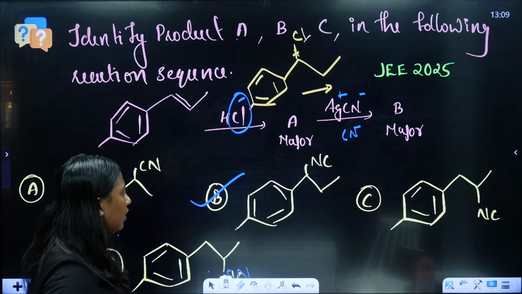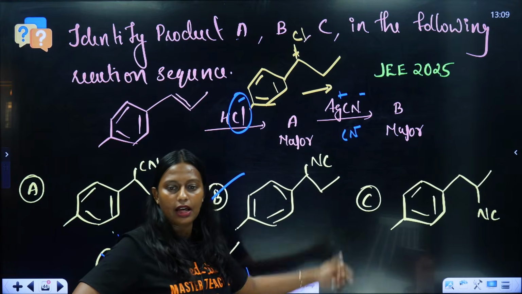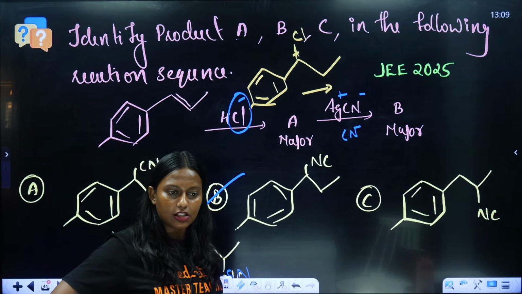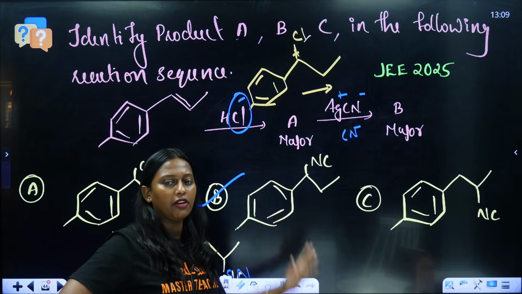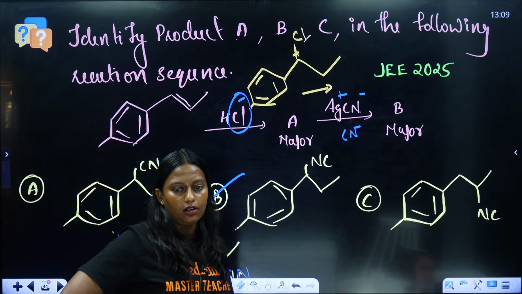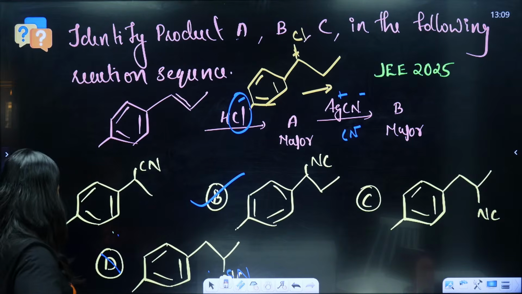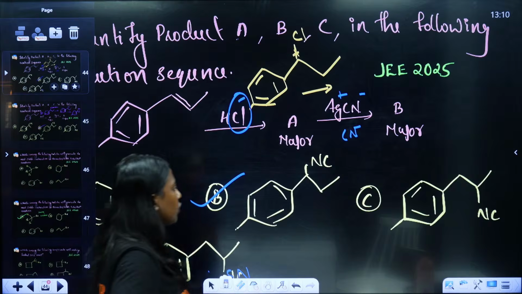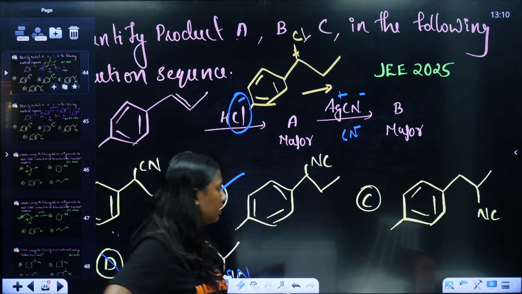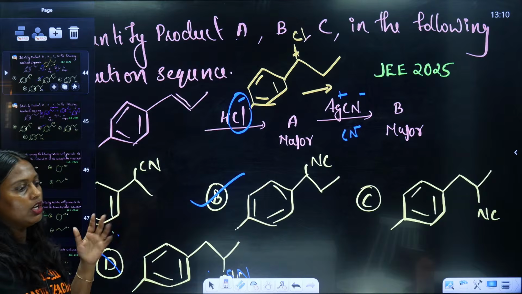Allylic position, yes, it is there, but we can consider CN directly, we do not consider NC. So allylic is not necessary. It is actually at the allylic position. So CN is at the allylic position, but that is not that important here, we cannot say much based on allylic.